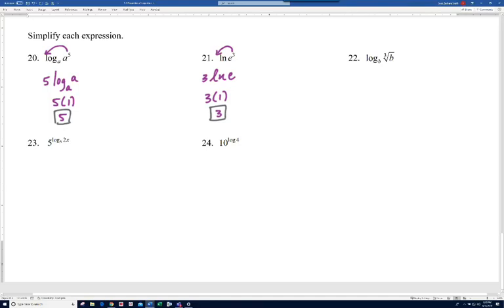Now on 22, the first thing you should have done is written this as the log base b of b to the 1/3 power. So here you're asking yourself, well, actually we can move that exponent out front, and we get 1/3 times the log base b of b, and again that's going to be 1, and so we end up with 1/3.